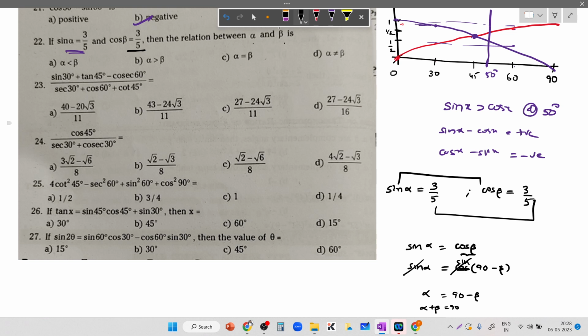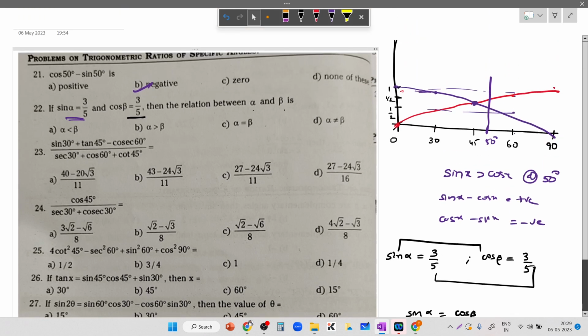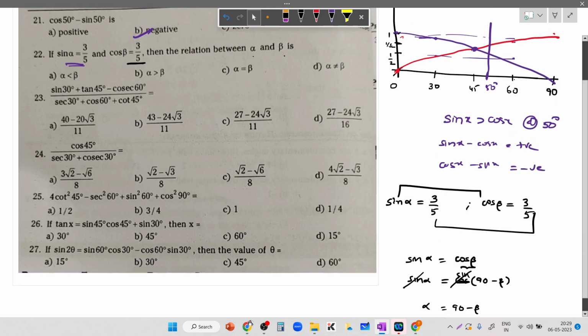So complementary means they can be anything. Alpha can be less than beta, alpha can be greater than beta, it can be either way. So none of the four options is correct, or is it multiple correct answers? Then none of the options is correct.